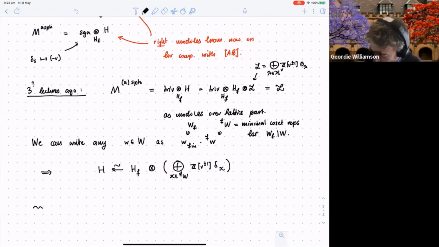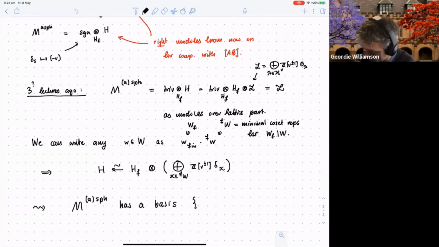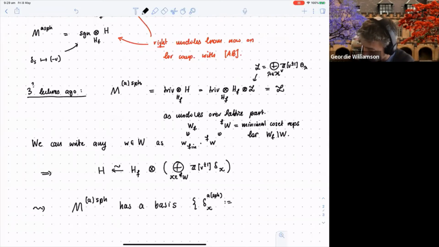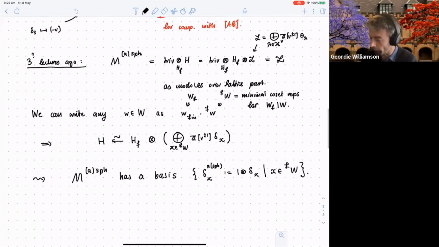And so we deduce that M, spherical or antispherical, has a basis consisting of d_x, and I'll just write superscript sphere or antispherical, which is just defined to be one tensor the image of the standard basis over all minimal coset representatives. Okay, and this we call the standard basis.